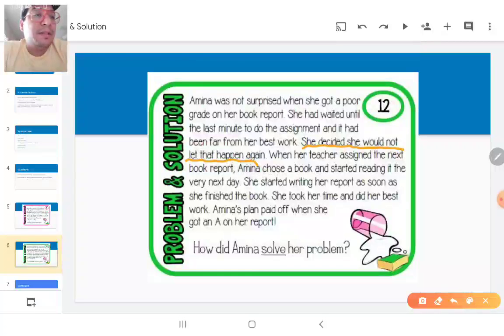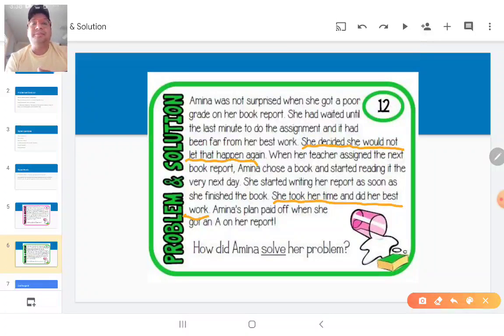Amina chose a book and started reading it. Is that a solution? The very next day after her bad grade? No. She started writing her report as soon as she finished the book. Is that a solution? Those are steps that she's doing that are different than what she didn't do in the beginning, but they're not an actual solution. I think that her solution is that she took her time and did her best work. So she took her time. I think that's the difference from the first problem. Remember, the problem was that she just did something and jumped on it and started doing it. So this time she took her time.